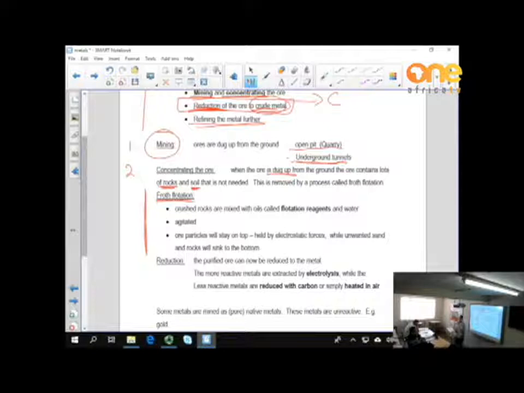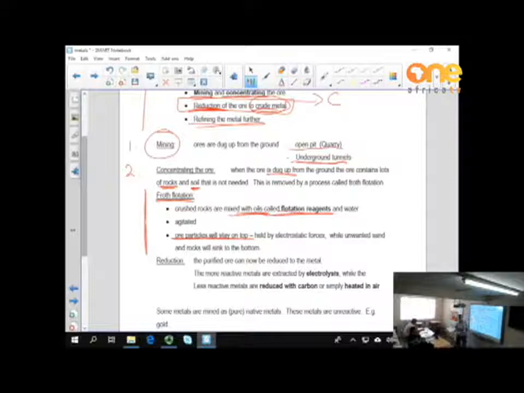And what they do is they add the ore into a large, well, like a swimming pool. The crushed rocks are mixed with a specific type of oil together with water. They talk about flotation reagents. The water is then agitated, it's mixed like a washing machine, and it starts foaming. And what happens is the ore particles stay on top.